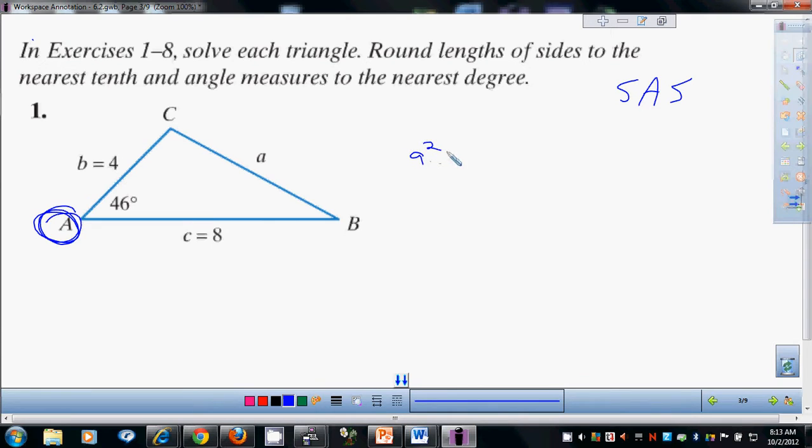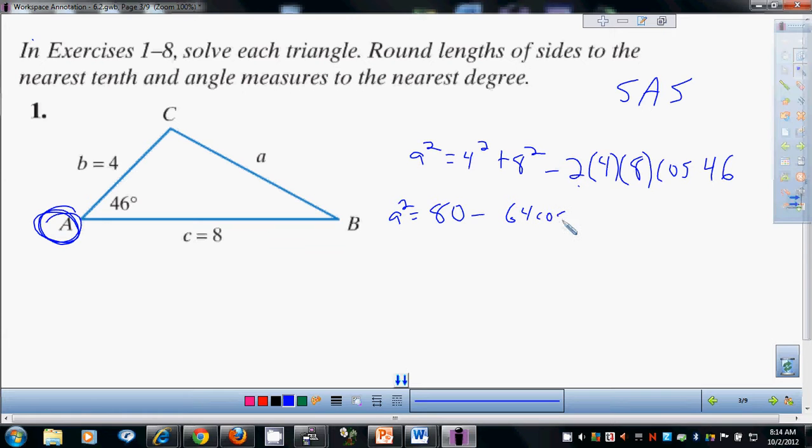So, A squared equals B squared plus C squared, I'm punching this straight into the formula you just wrote down, minus 2BC cosine A. That's all there is to it. Then we're going to solve. So that's A squared equals 16 plus 64 is 80, minus 64 cosine 46.